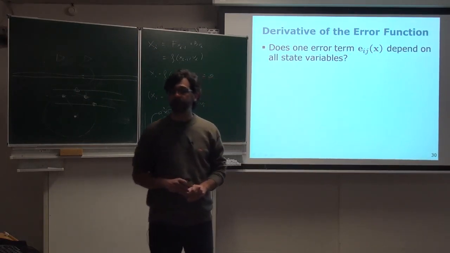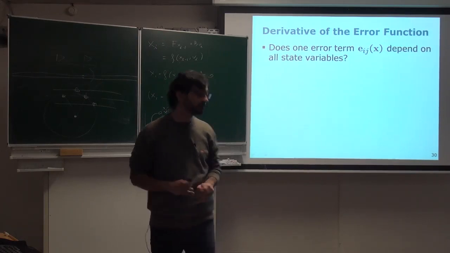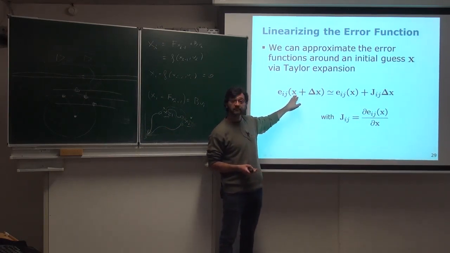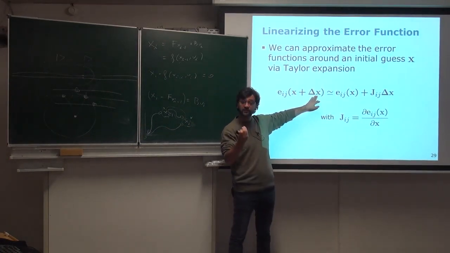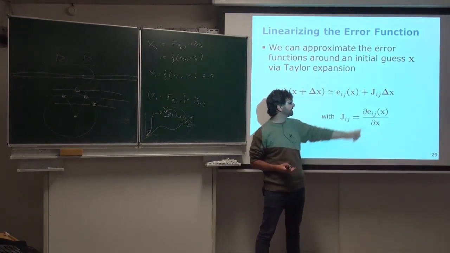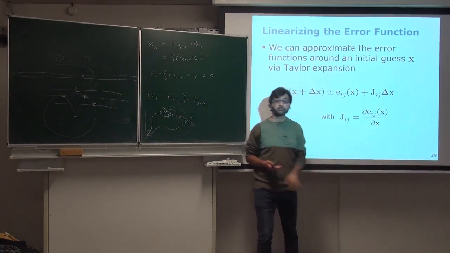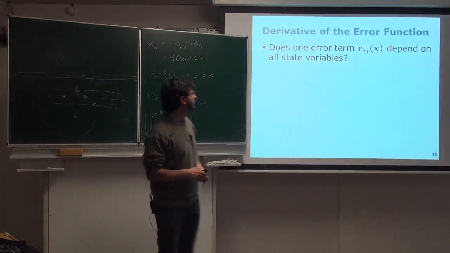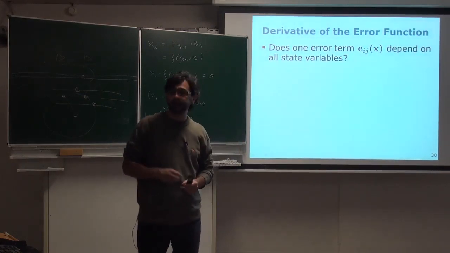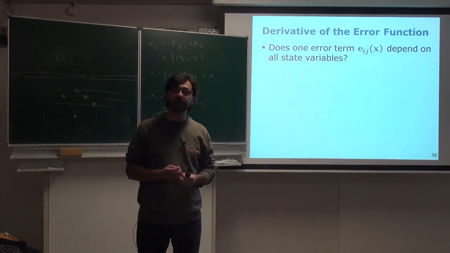That's an interesting question. So what is the structure of this derivative? As we have seen here, we have x, which is the whole state space. Delta x is on all the state space. And now we have the J, which is a derivative of this error function with respect to the whole state space. How does this error term depend on the individual parts? Does it depend on all the state space or just a part of it?